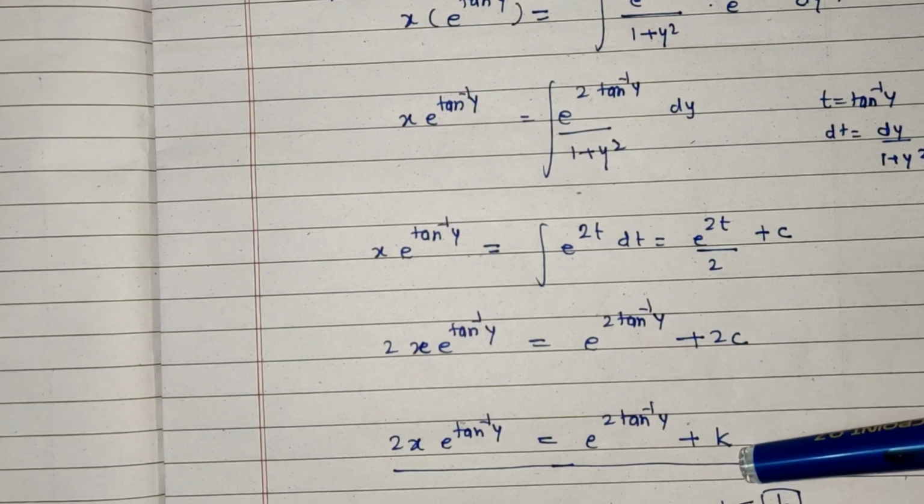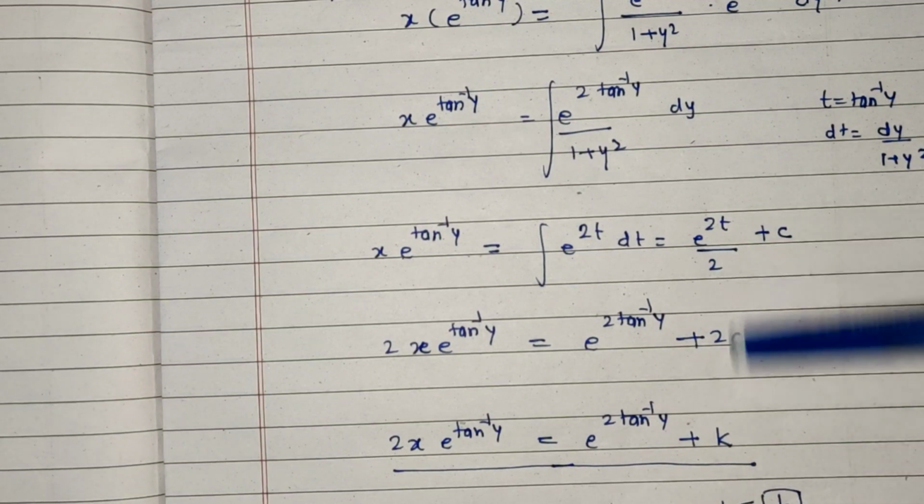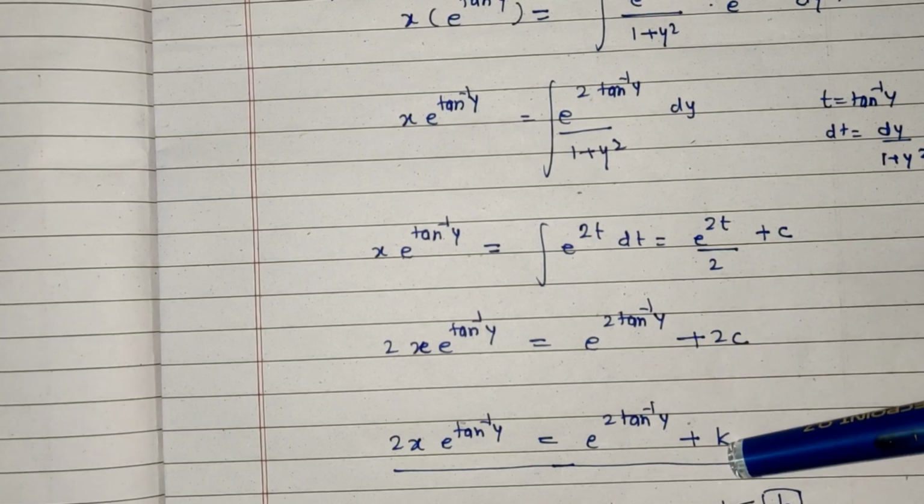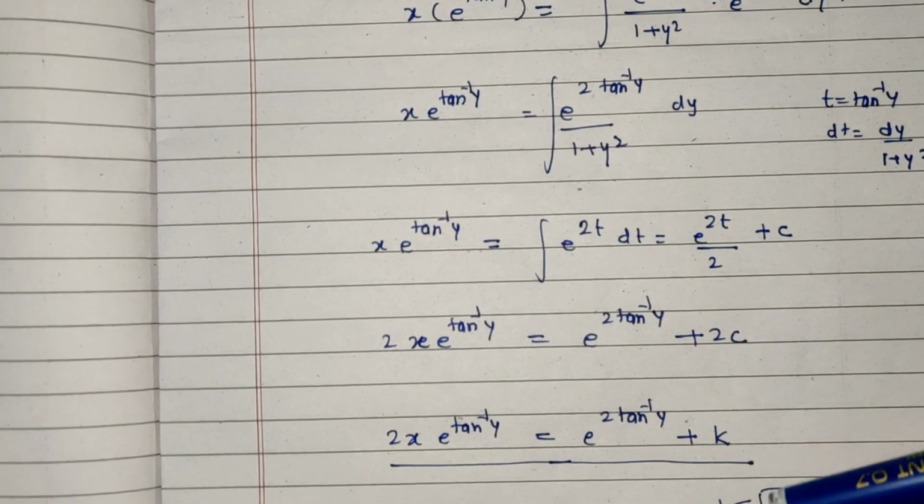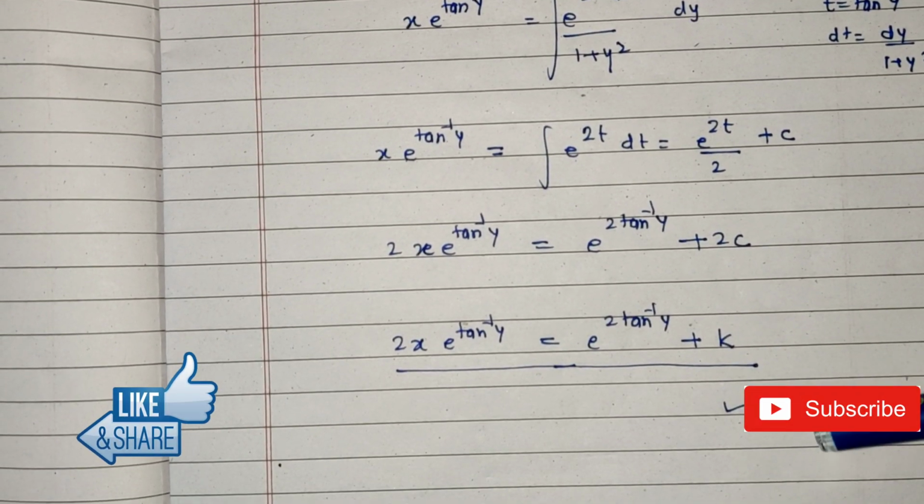We introduce new constant as per options are given in terms of k. So this will be the required solution of the differential equation, that is B option is the correct option.